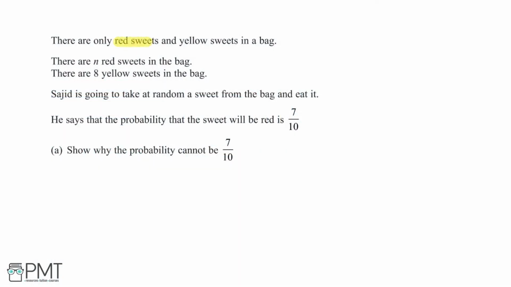There are only red sweets and yellow sweets in a bag. There are n red sweets in the bag and 8 yellow sweets in the bag. Sajid is going to take at random a sweet from the bag and eat it. He says that the probability that the sweet will be red is 7/10, and we need to show why the probability cannot be 7/10, and this part is worth 1 mark.